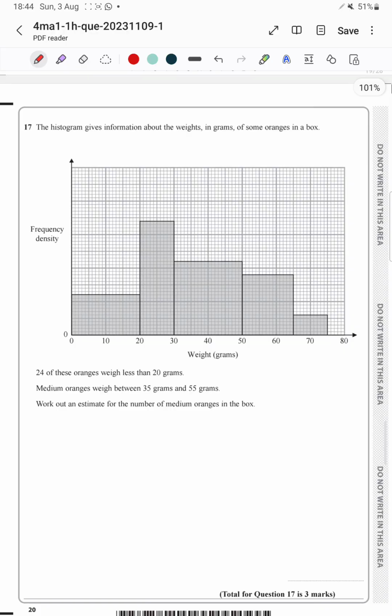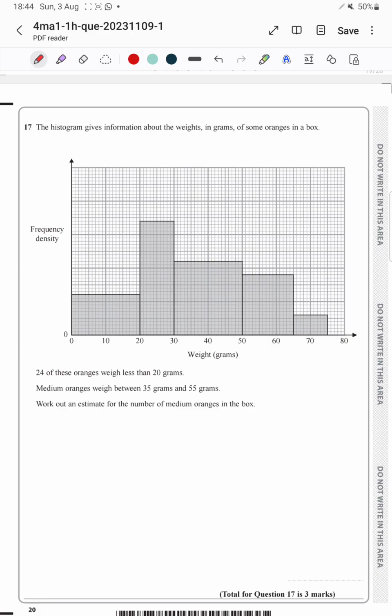This question is based on the histogram. Histogram is one of the very important topics and a little complicated also. So now let's do this question. This is a very good example. We can learn a lot of things from this particular question on histograms.